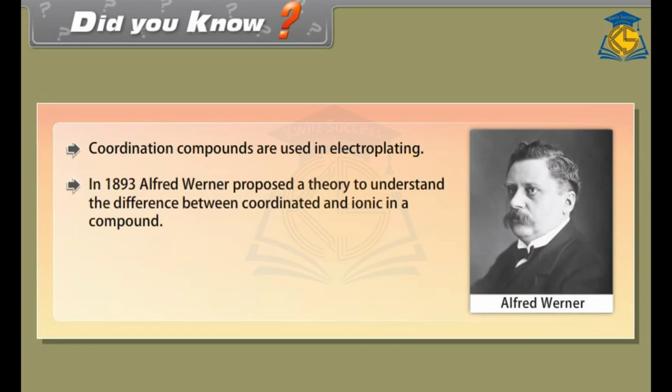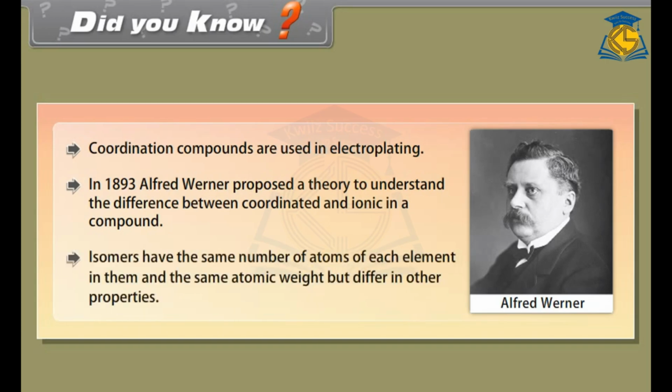In 1893, Alfred Werner proposed a theory to understand the difference between coordinated and ionic in a compound. Isomers have the same number of atoms of each element in them and the same atomic weight but differ in other properties.